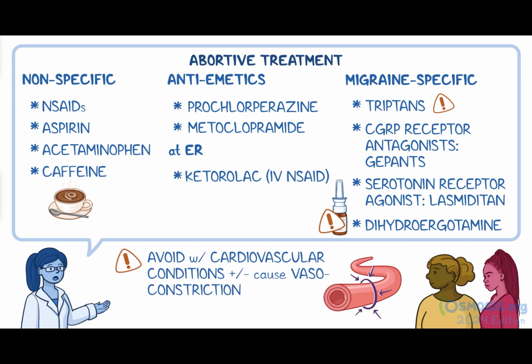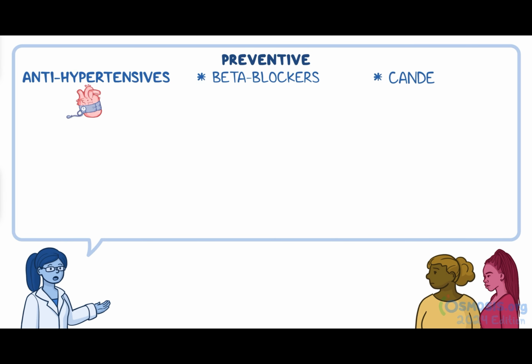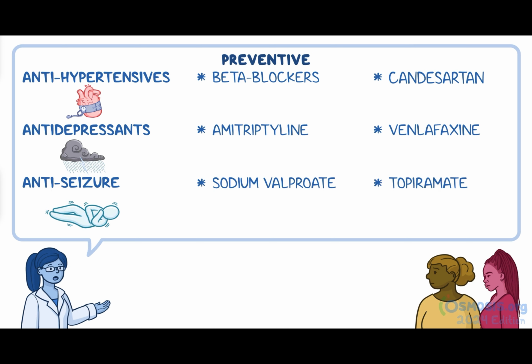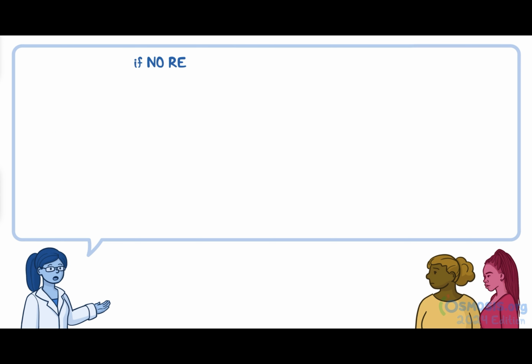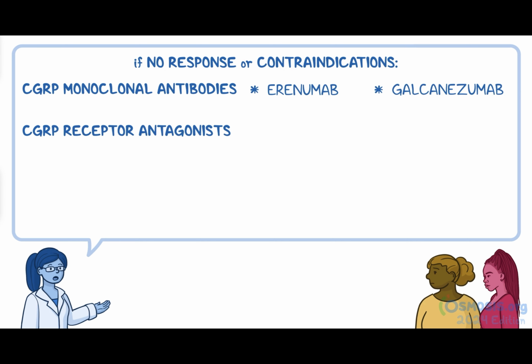There is also a wide variety of options for preventive migraine treatments. Some examples include antihypertensives such as beta blockers and candesartan, antidepressants like amitriptyline and venlafaxine, and anti-seizure medications such as sodium valproate and topiramate. If patients do not respond to these medications or have contraindications to use them, try CGRP monoclonal antibodies like ianalumab and galcanezumab, or CGRP receptor antagonists such as atogepant and rimegepant.